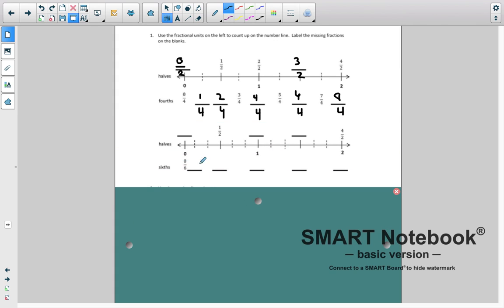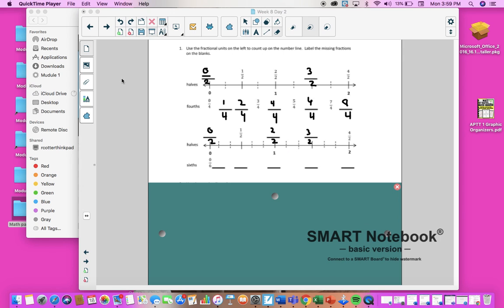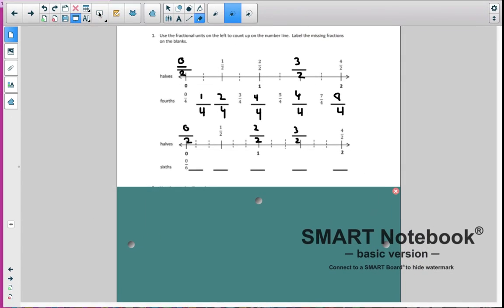So now this one, they're doing it at halves and sixths. So the top is going to be the same, just like in this number line. So the first one is 0/2, 1/2, 2/2, 3/2, and 4/2.